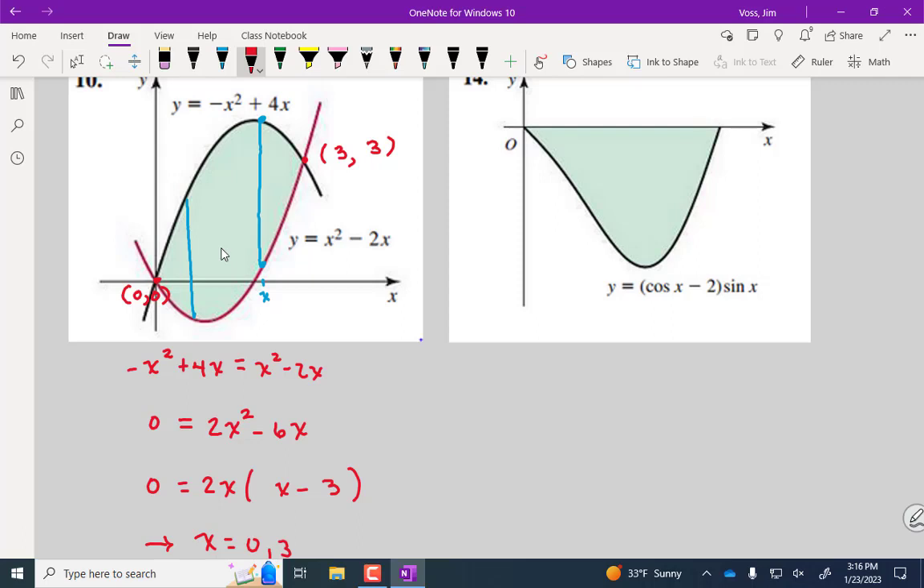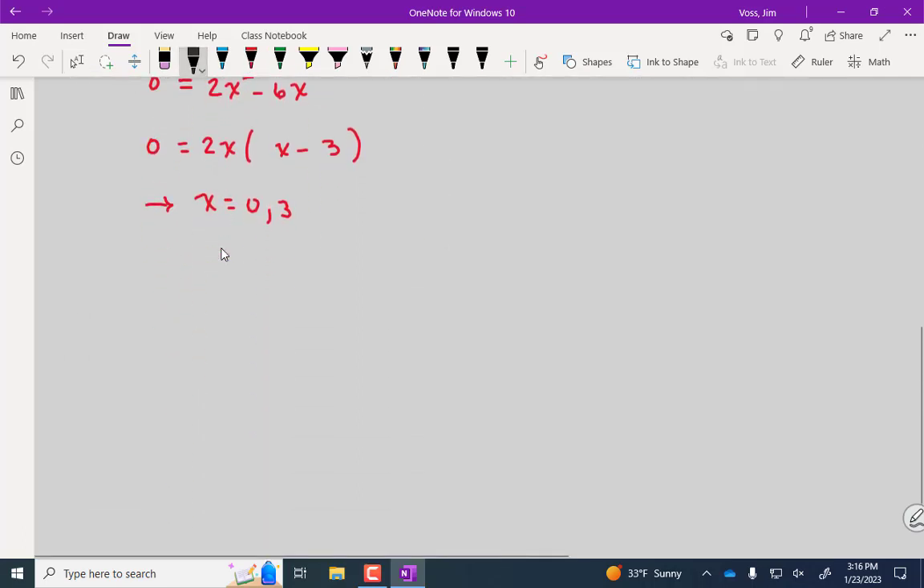So now we see that we don't have to figure out the exact y value. We don't have to do that. We have vertical rectangles throughout the interval from x equals 0 to x equals 3. So now if we want to sum them all up, we want to add up all those rectangles. That's our area.